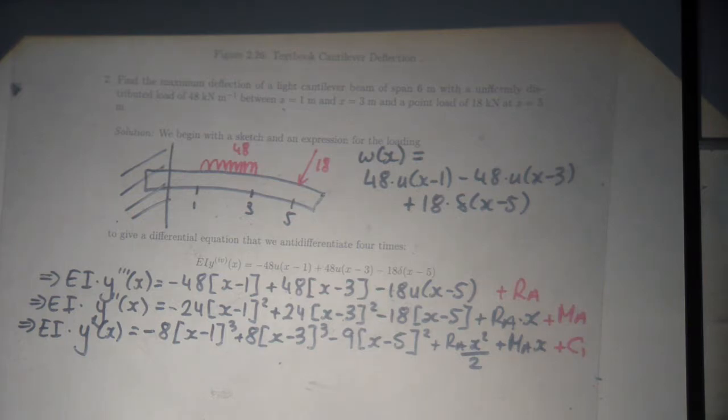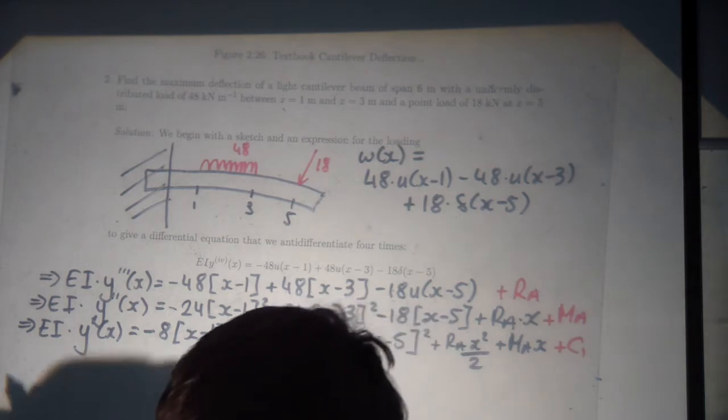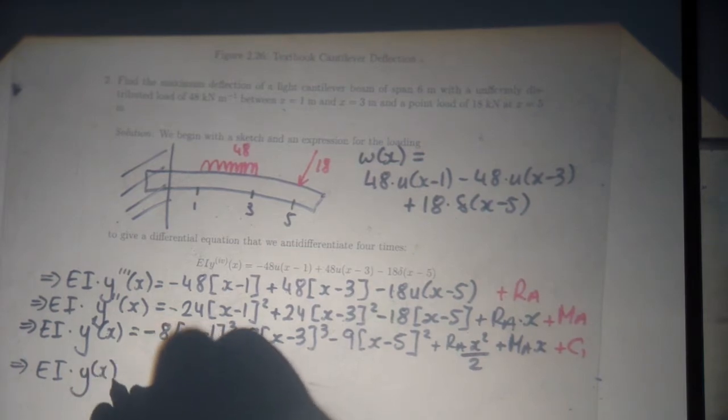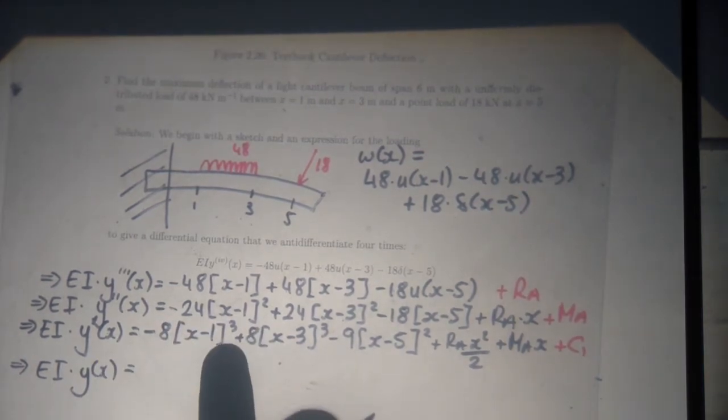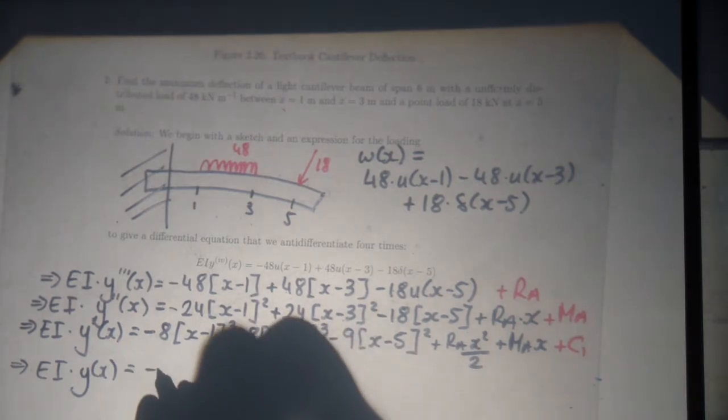Once more. Fix the constant EI, the antiderivative of y dashed is y of x. Now you're going to get bracket to the power of 4 over 4, so the minus 8 over 4 will be minus 2.